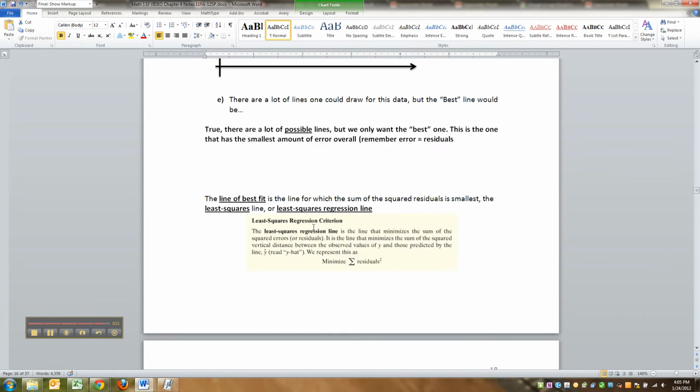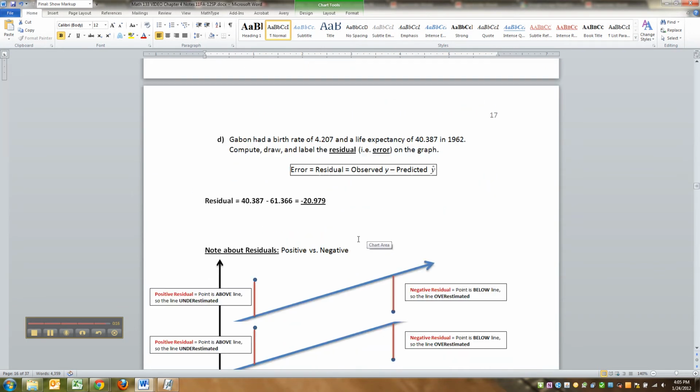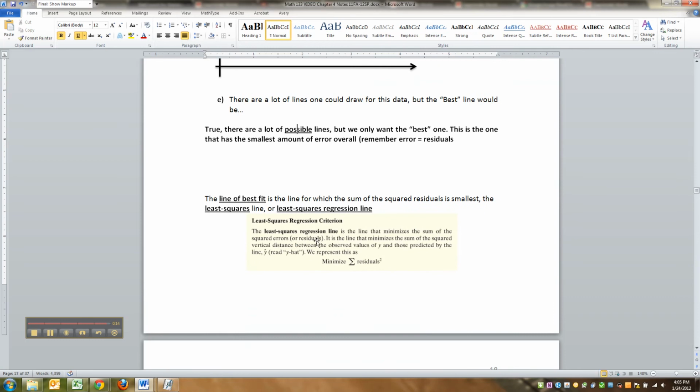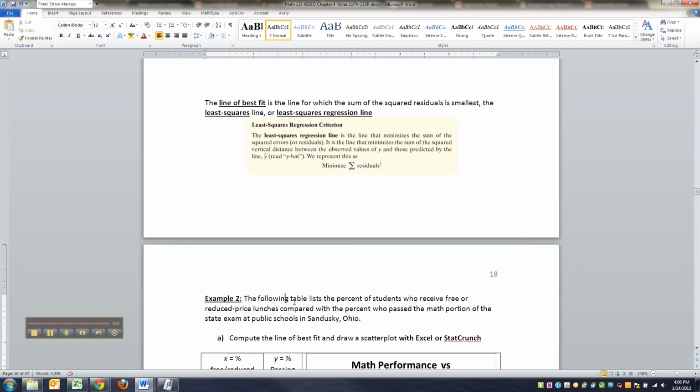Well, the way we do that is you think, okay, well, we're going to have positives and negatives, and positives and negatives, they're going to balance each other out. So what you do, just like with standard deviation, is you square them. You take your distances, your errors, you square them, and you figure out which line makes those the smallest. Or you have Excel or StatCrunch do it, because you're not going to do that by hand. You have computers to do this for you.